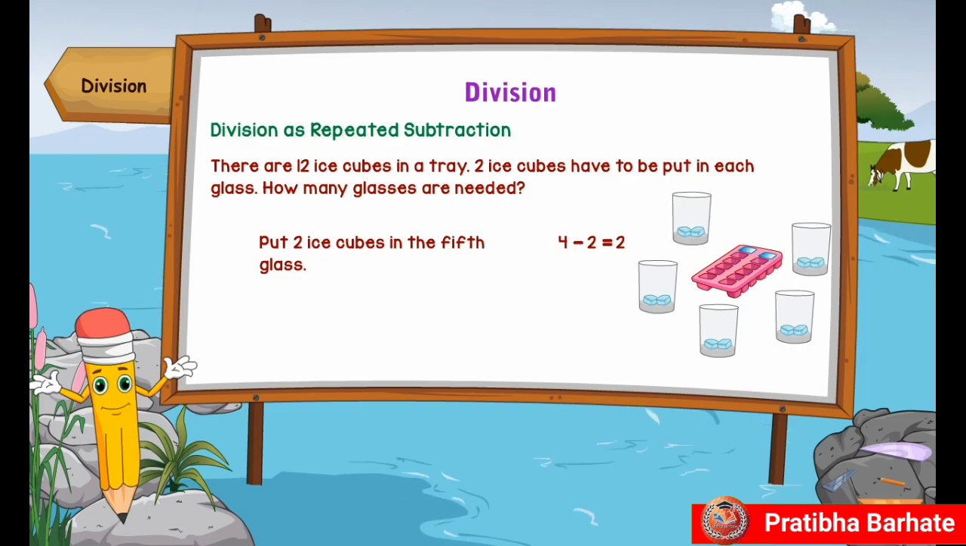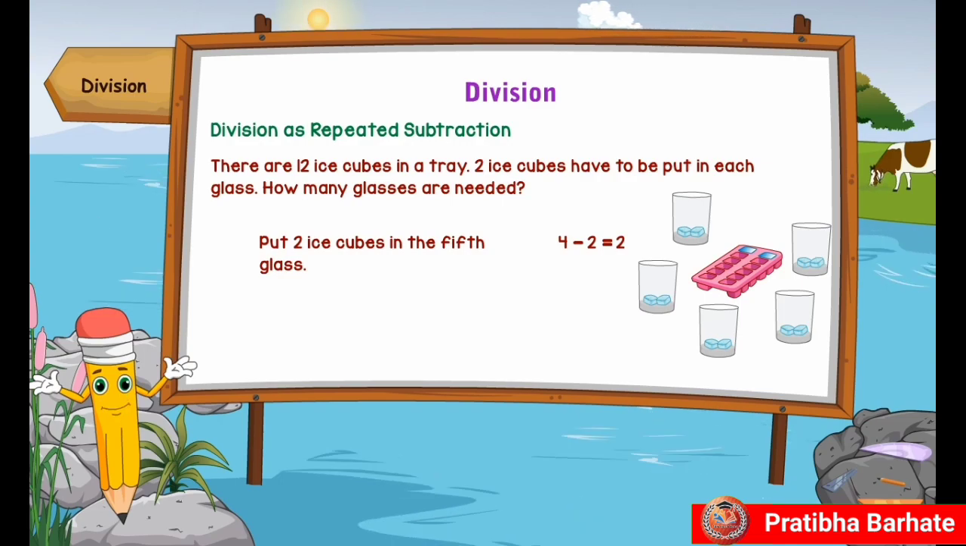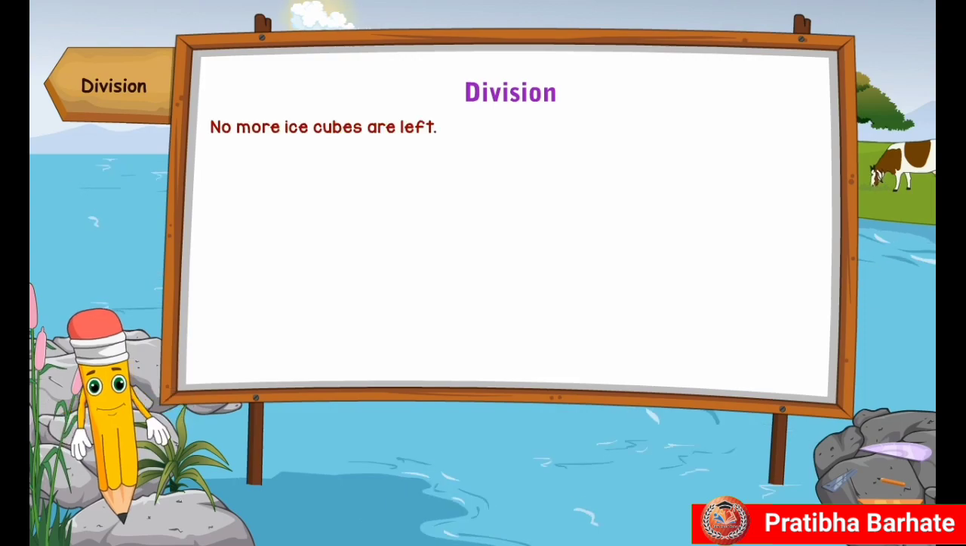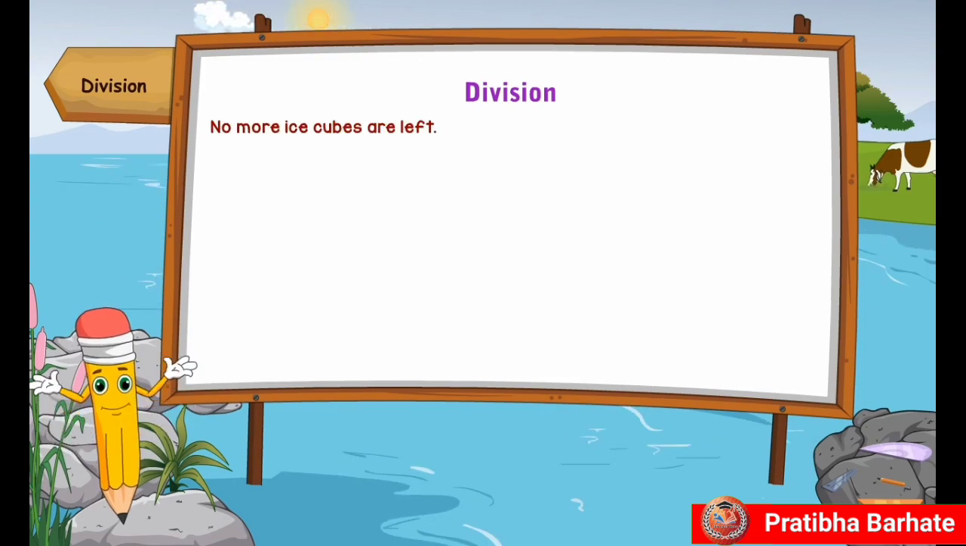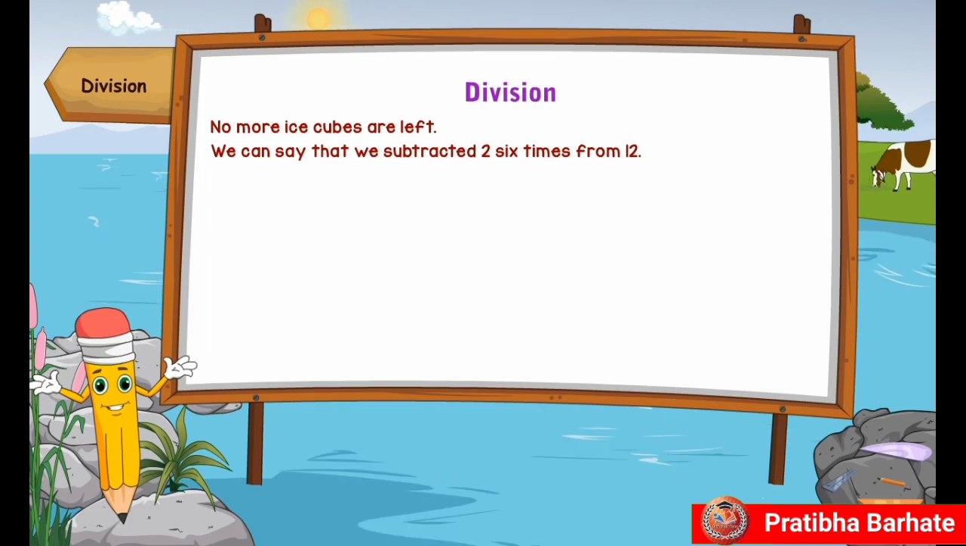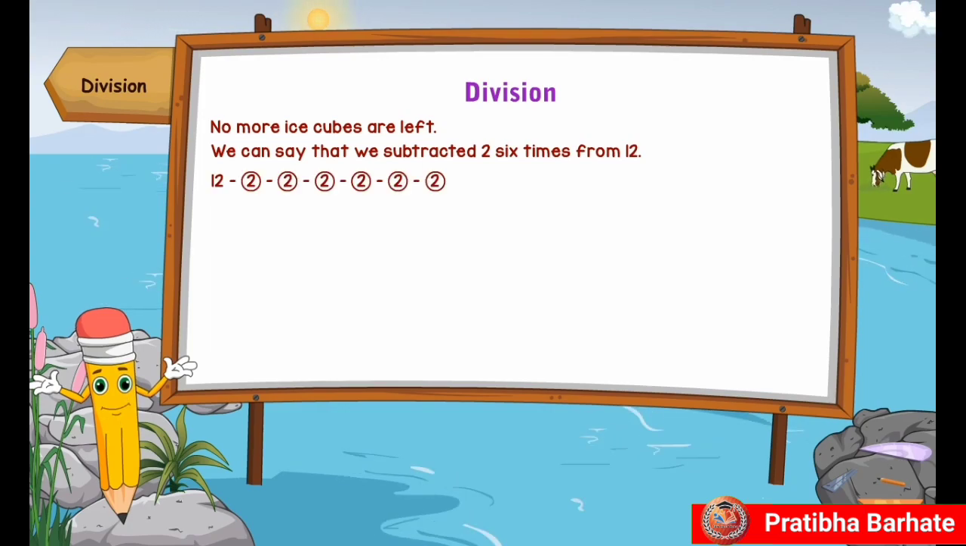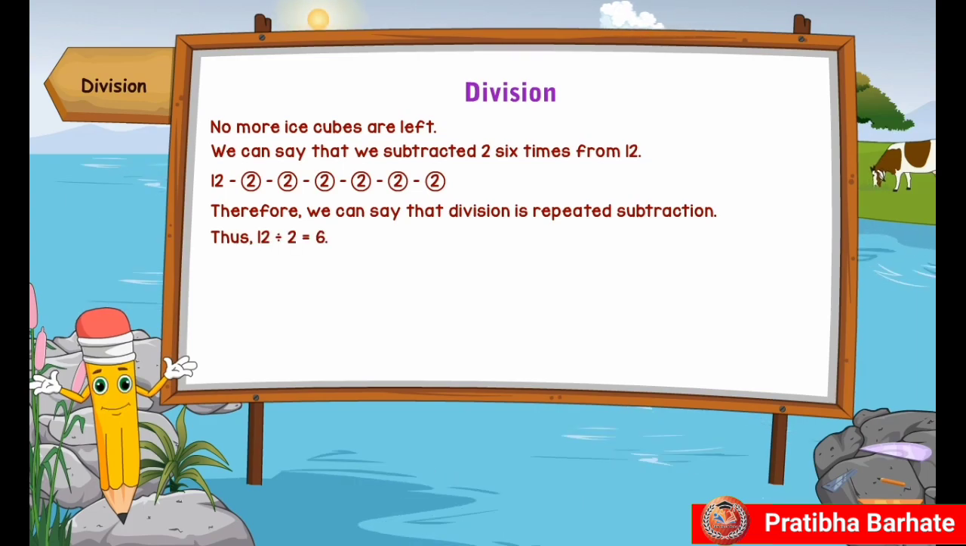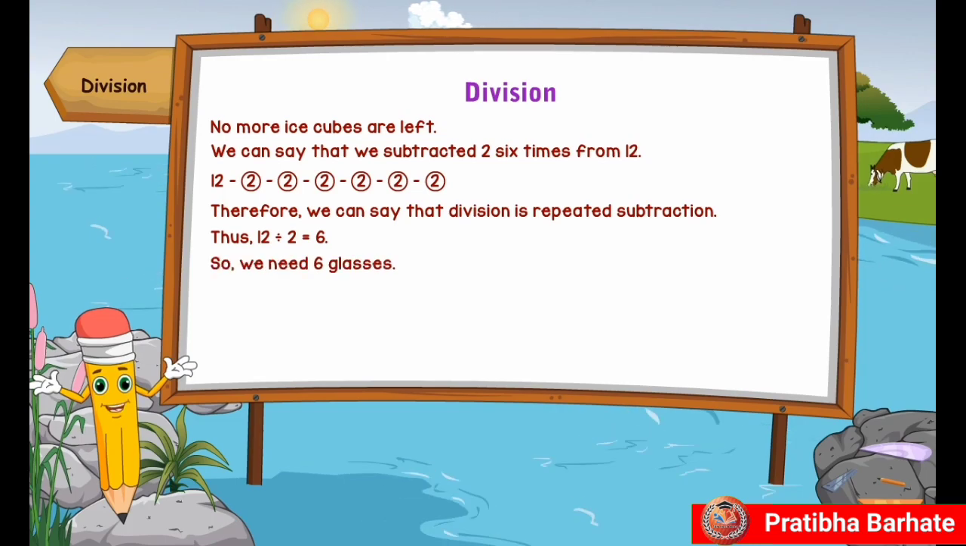Put 2 ice cubes in the fifth glass. 4 minus 2 is equal to 2. Put 2 ice cubes in the sixth glass. 2 minus 2 is equal to 0. No more ice cubes are left. We can say that we subtracted 2 6 times from 12. Therefore, we can say that division is repeated subtraction. Thus, 12 divided by 2 is equal to 6. So, we need 6 glasses.